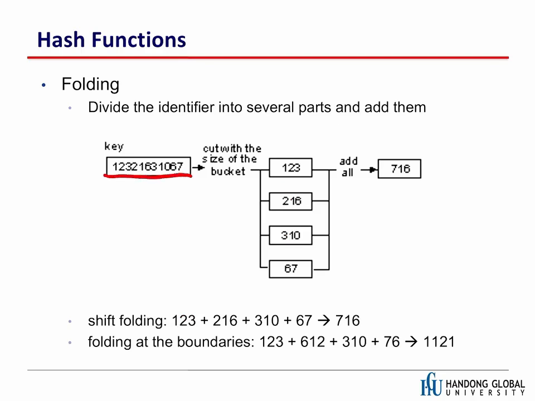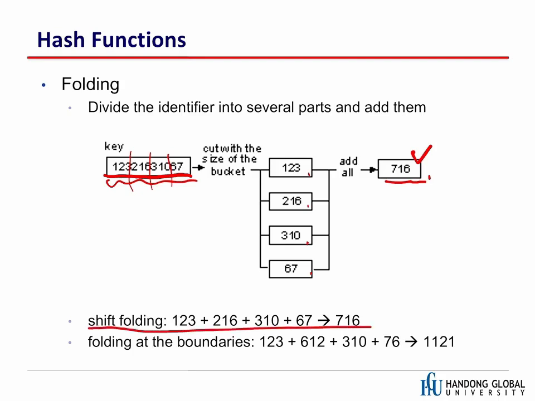Okay, then we cut this number with the size of the bucket. So basically we just cut like this. So we have 4 numbers, just add them, then we get this number. So again, this number is affected by these numbers, and we are hoping that this number is evenly distributed on the buckets. That's our hope.